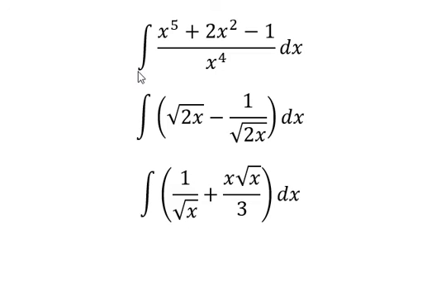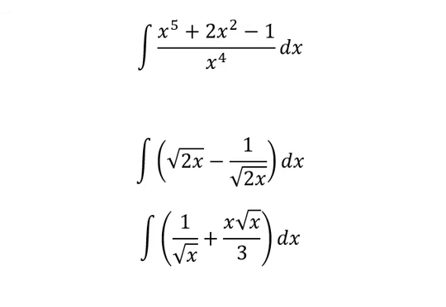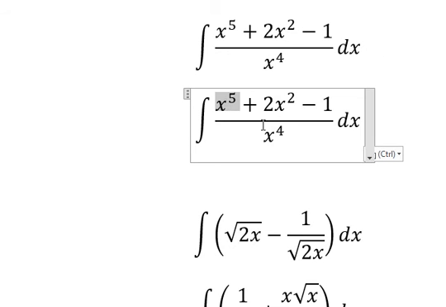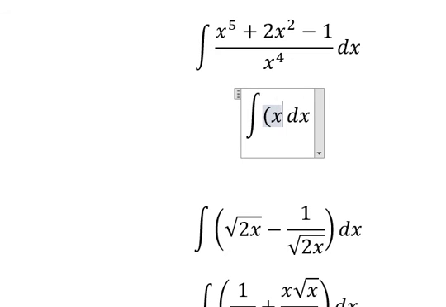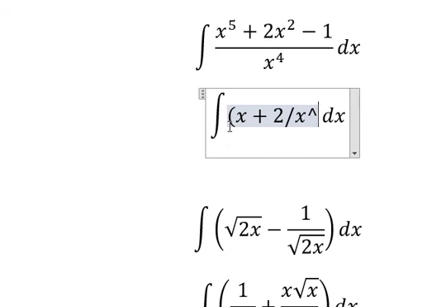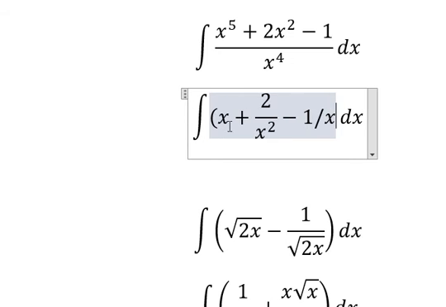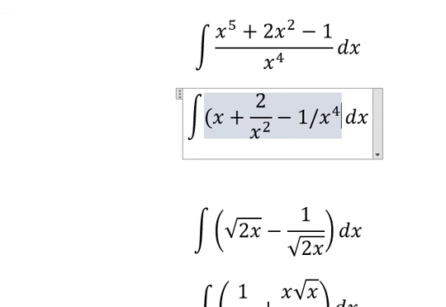The topic today is about integration. So now I will show you how to answer. About the first one, this one divided by this one divided by this one, and so on in here. So we have s plus 2 over s squared minus 1 over s to the power of 4.